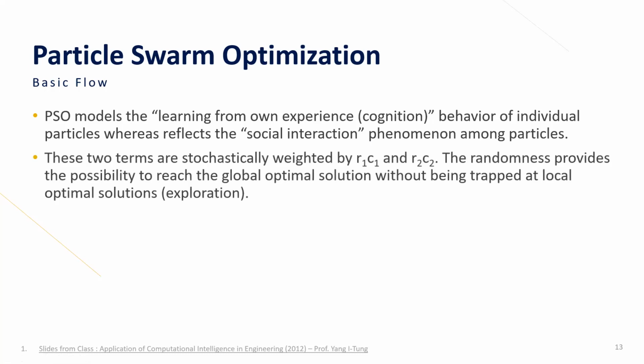Okay, there are two terms here. You can see that stochastically weighted. So random 1 multiplied by C1, random 2 multiplied by C2. This one, R1, C1 represents how they will deviate from their own experience. Okay. And R2, C2 reflects how they will deviate based on the social interaction. Okay. This randomness provides the possibility to reach the global optimum. It means that if we don't use random, what will happen to the PSO? If we don't use random numbers, PSO will always move toward one particular direction, right? But meanwhile, if we use random, this will let the individual search more space, to balance between exploration and exploitation, like we explained in the metaheuristic session last week.